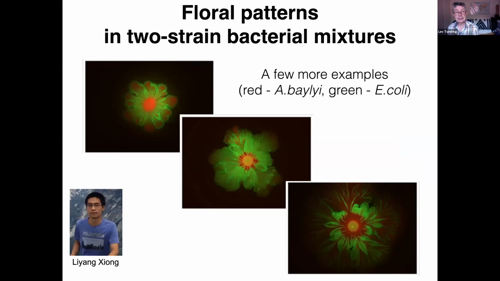So these are some other examples of what we call floral or flower-like patterns. Here, these two different strains were synthetically labeled by two different fluorescent proteins. Red is Acinetobacter baylyi, and green is E. coli. You can see some amazingly diverse and beautiful floral-type patterns. That spiked our interest, and we decided to look at it further and try to understand what causes this. So first of all, do we really need two strains to get these patterns? And the answer is yes.